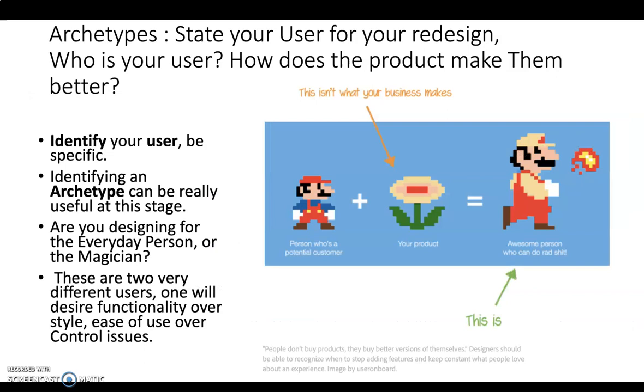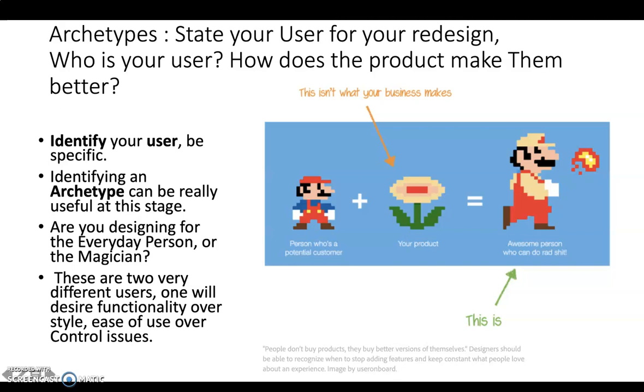Archetypes. This principle could be very useful in stating who your user is and why you're making the redesign. Who is your user? How does the product make them better? Identify your user and be specific. Maybe use an archetype. This can be very useful at this early stage of redesign. Are you redesigning for the everyday person archetype or the magician? These are 2 very different users. One will desire functionality over style and ease of use over control issues.